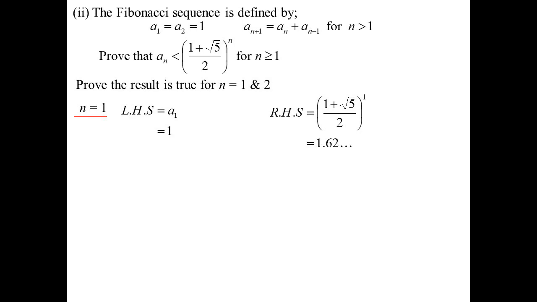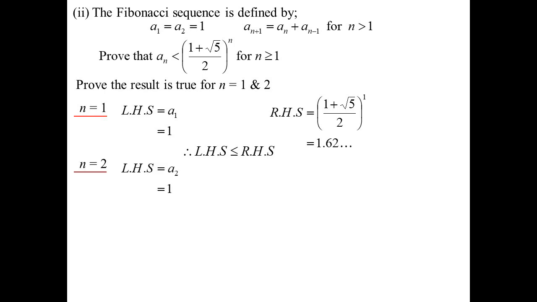1 plus root 5 on 2 is the golden ratio, 1.6, well, rounded off to 2 decimal places. It's actually, what is it, 1.61? Anyway, doesn't matter. It is less than 1. No, 1 is less than the golden ratio.